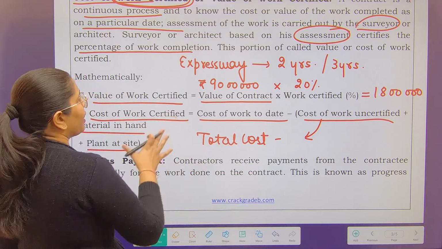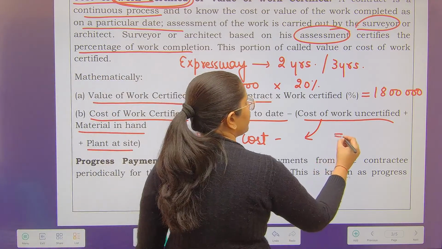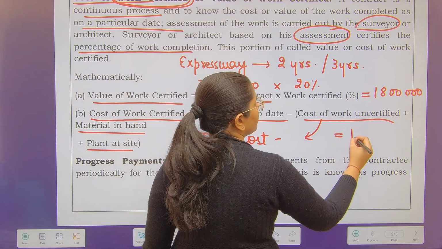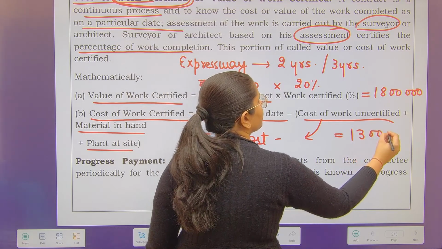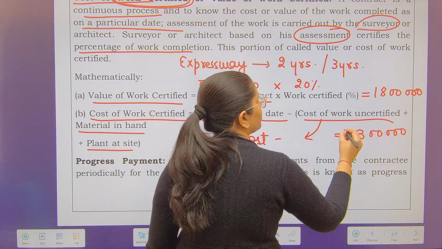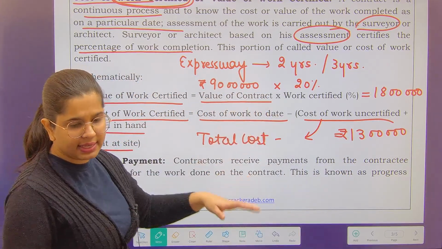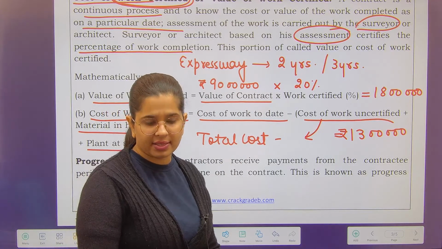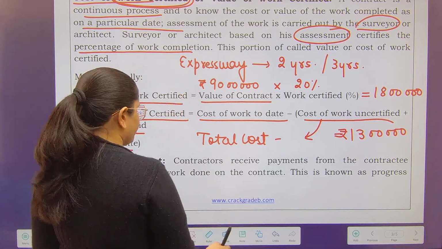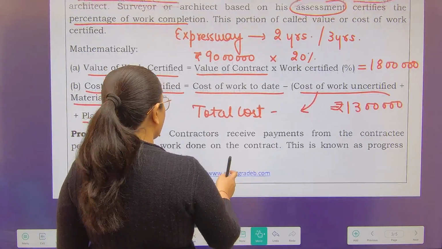So suppose my cost of work certified is 13 lakhs. So this has provided me the answer: 18 lakhs less 13 lakhs, my profit is 5 lakhs. Next, progress payments. What are they?